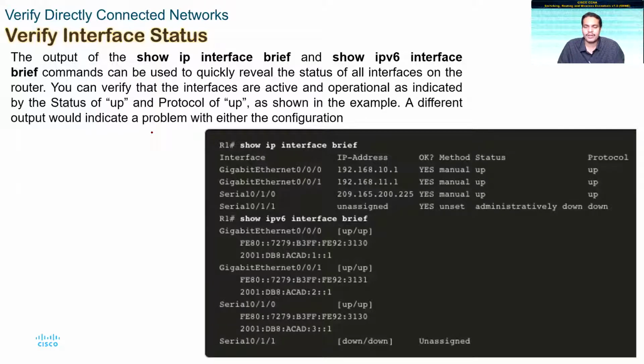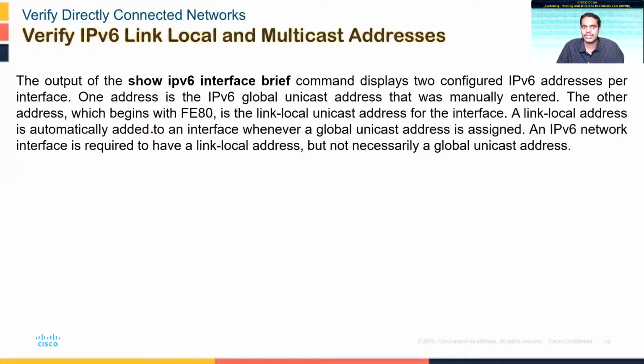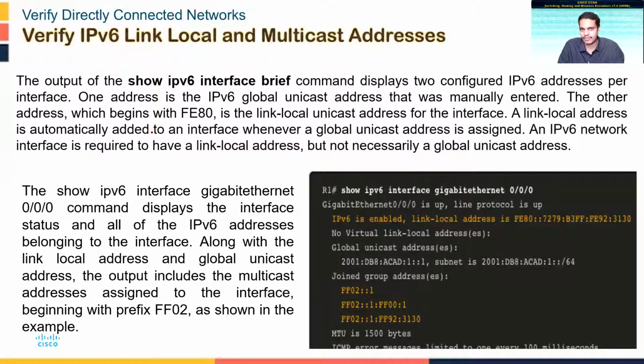The show IP interface brief and the show IPv6 interface brief commands are used to quickly reveal the status of all interfaces on the router. You can clearly see which interfaces are assigned the address and whether their status is up or down. It's very easy to see. When you see these interfaces, you can clearly see if there is any mistake, whether they are assigned the right IP address or not. So this is for the first step, and then you can actually use the IPv6 interface brief command.